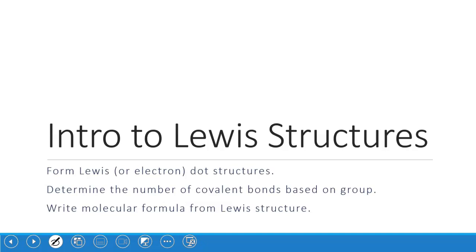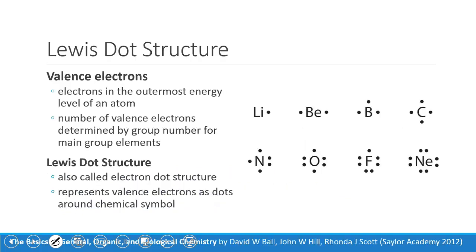So the purpose of this video is to introduce electron dot structures or Lewis dot structures. Now, before we talked about how valence electrons are electrons in the outermost shell of an atom and how important these are for your chemical properties. And they can be determined by the group number for the main group elements. So a Lewis dot structure is a quick representation of the valence electrons for each atom, and those valence electrons are going to be represented as dots.